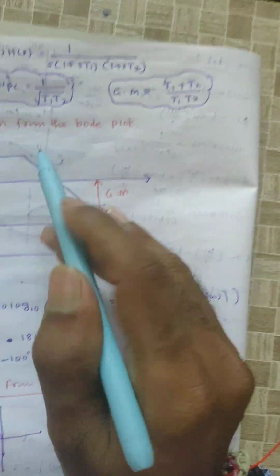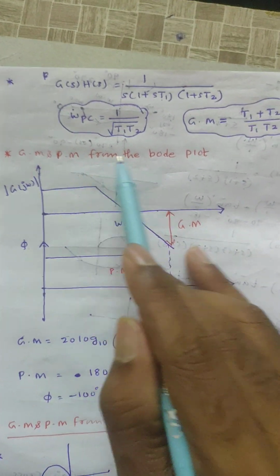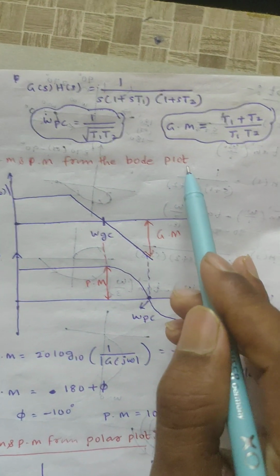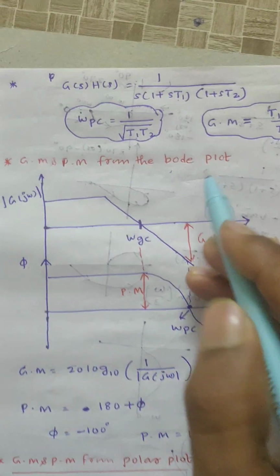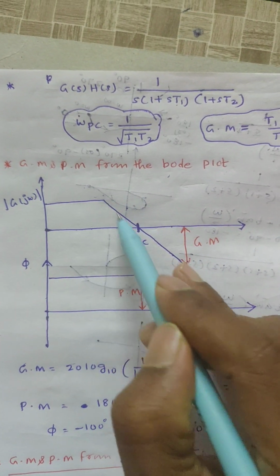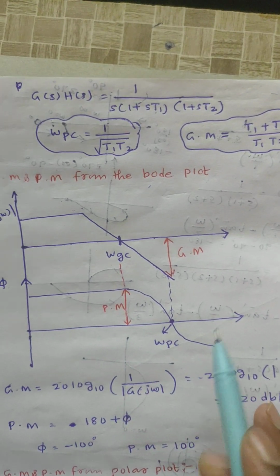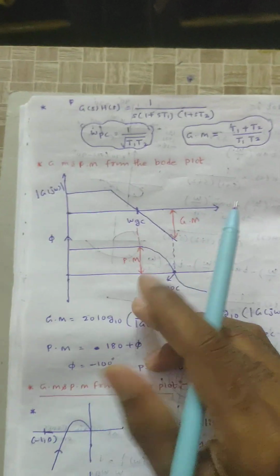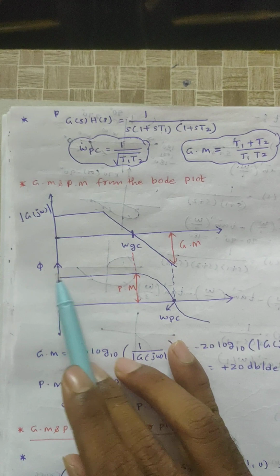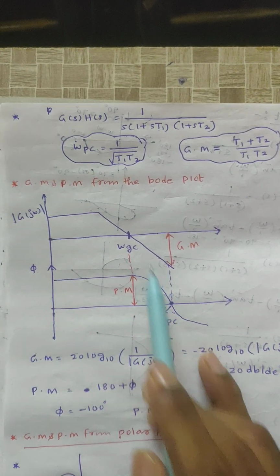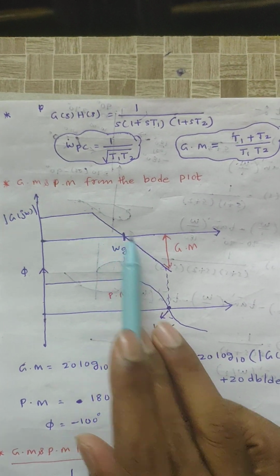Now, we already know how to calculate gain margin and phase margin, right? Now we will see how to calculate gain margin and phase margin from the Bode plot. See here, this is the magnitude plot, and this is the phase plot. Now see here, this is the magnitude plot and this is the phase plot, right?